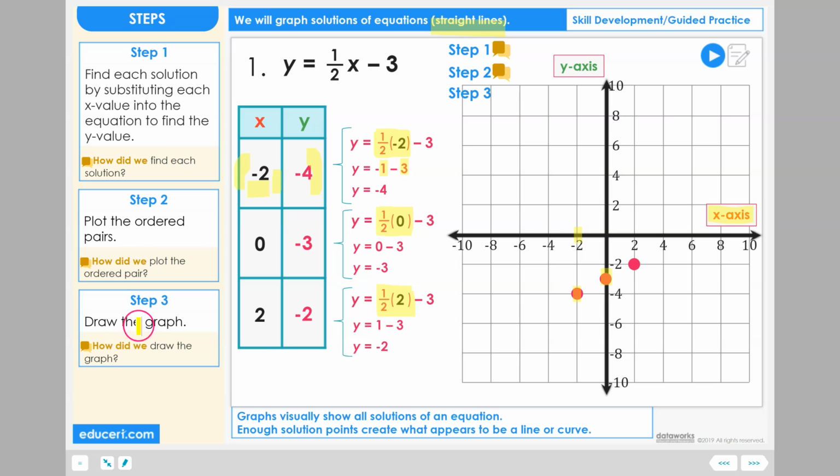Step 3. Draw the graph. To draw the graph, this is a straight line pattern, so I suggest that if you're drawing this on paper, you get a ruler or some kind of straight edge, and then you make sure you draw the straightest line possible from one point to other points, and then continue beyond those points in both directions until you go across the whole graph. How did we draw the graph?